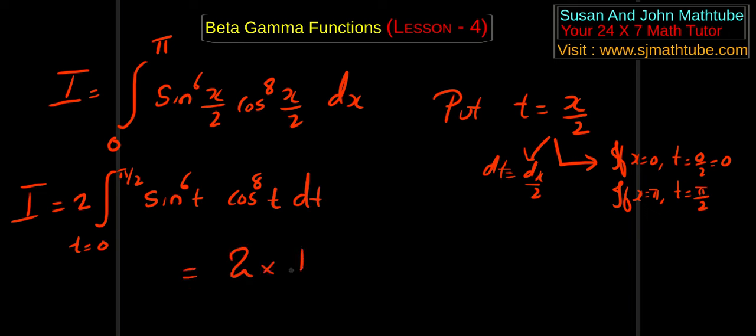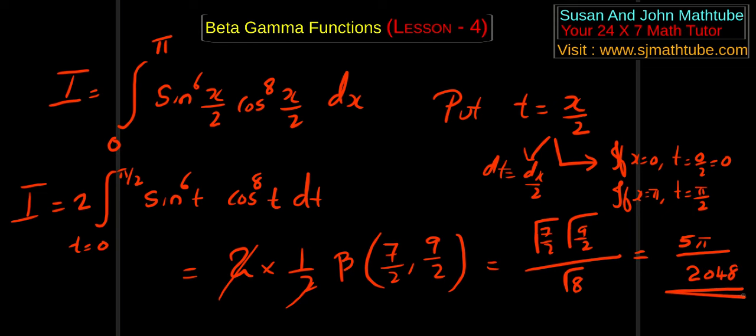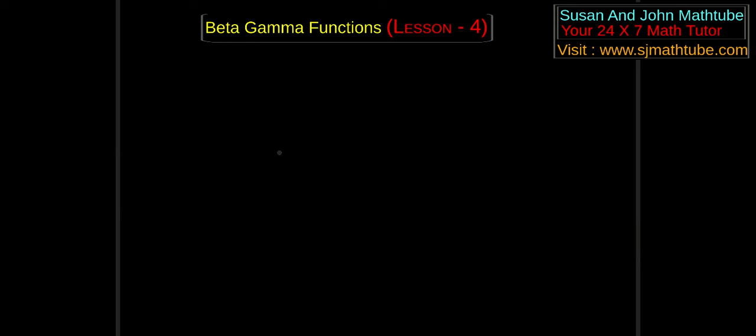So we get 2 into 1 by 2 beta, 6 plus 1, 7 by 2, 8 plus 1, 9 by 2. Gamma 7 by 2, gamma 9 by 2, the whole divided by gamma of 7 plus 9. What is 7 plus 9? 16. 16 by 2, gamma 8. And simplify, simplify, simplify. You're supposed to get 5 pi by 2048.